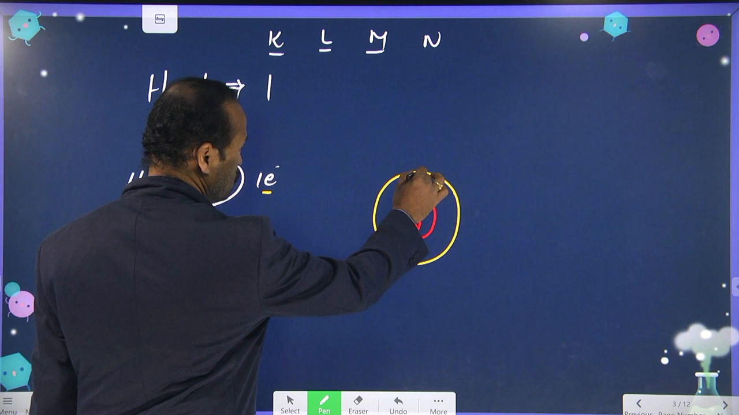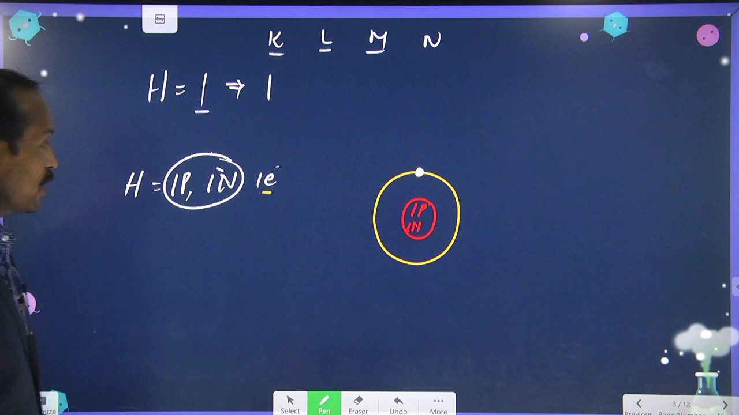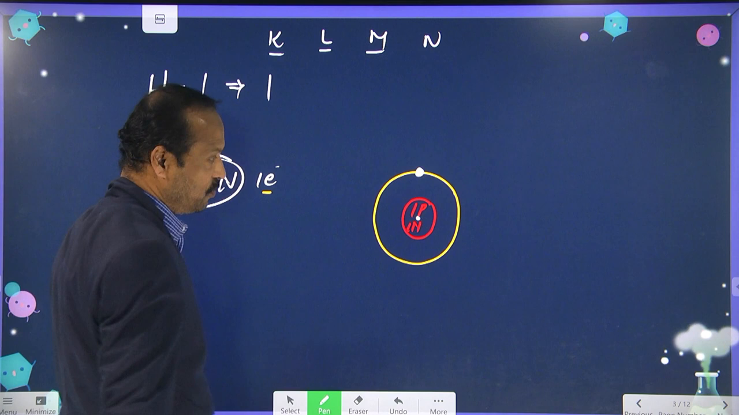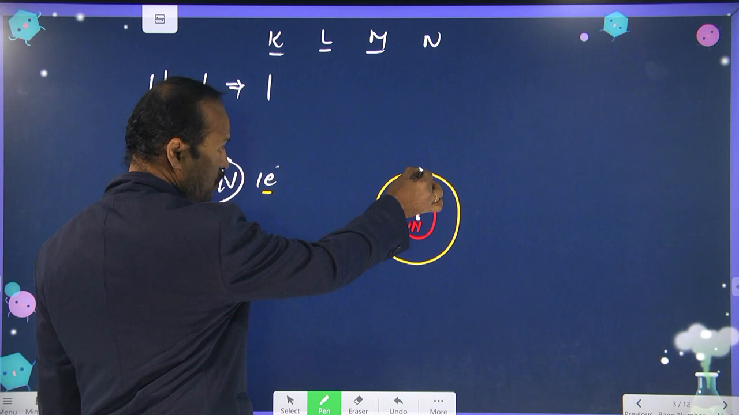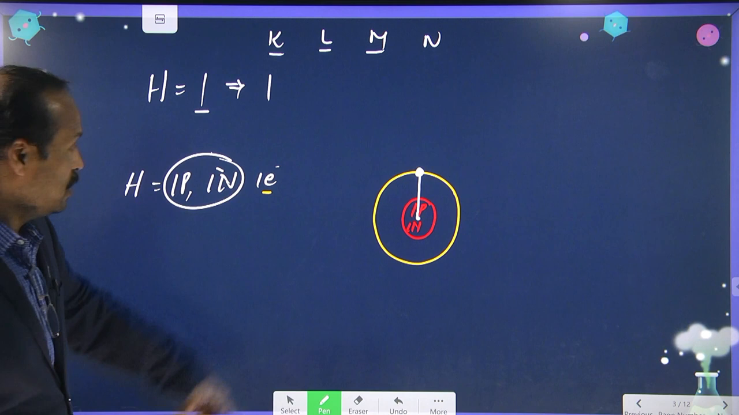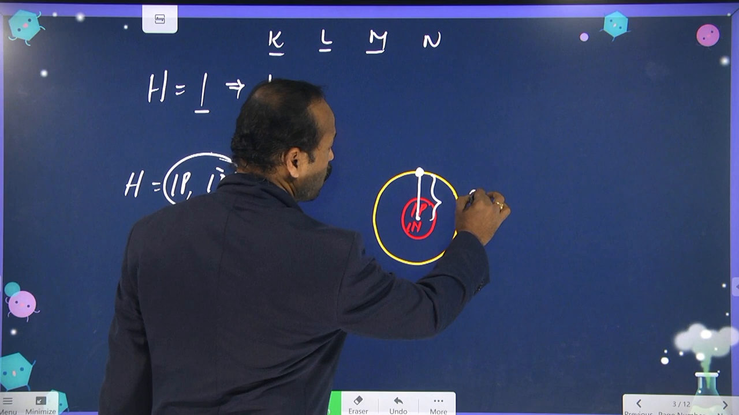Now what is atomic size? Atomic size means the distance from the center of the nucleus. This is the center of the nucleus. The distance between the center of the nucleus to the outermost shell. Outermost shell means the last shell. Your electron is revolving in the K shell, so the distance from here to here is called the atomic radius.